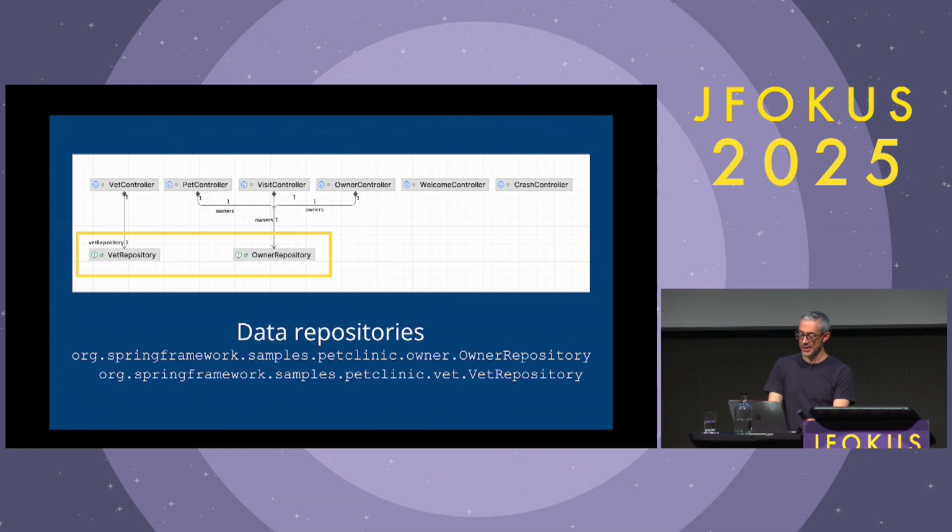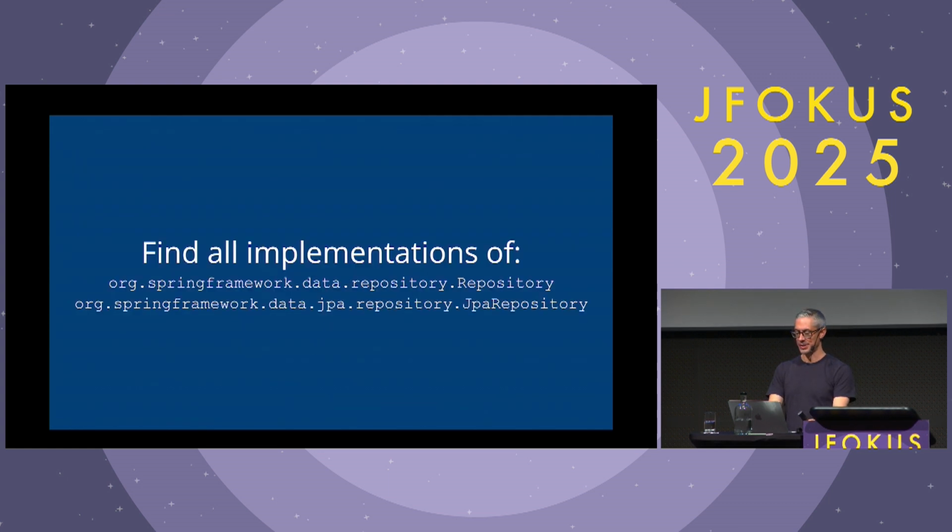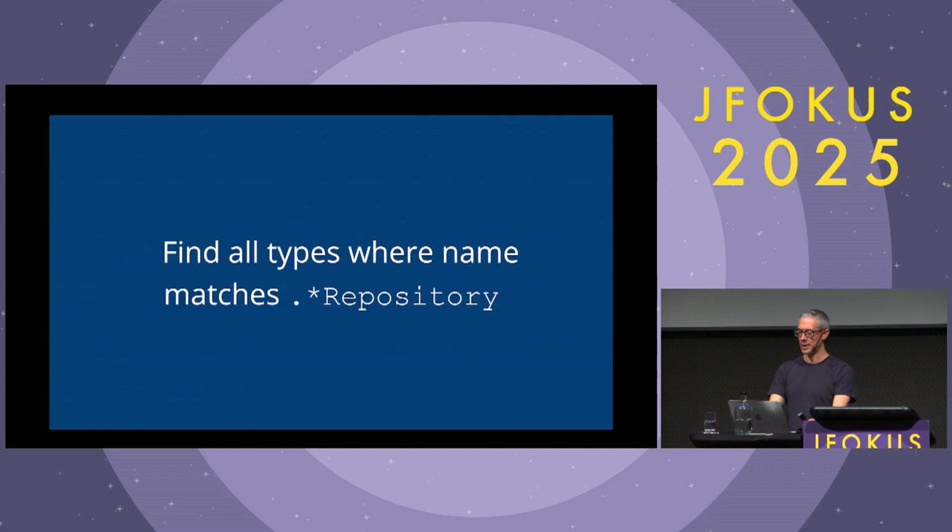For the data repositories, those are the 2 data repositories. So what are the rules we need to use to find the repositories? You have a couple of options. There's always a bunch of options here. We could find all extensions or implementations of the repository or JPA repository interfaces. I'm not keen on this way because now we have to look for 2 things. The simpler approach is to find all types where the name ends in the word repository. That's nice and simple.